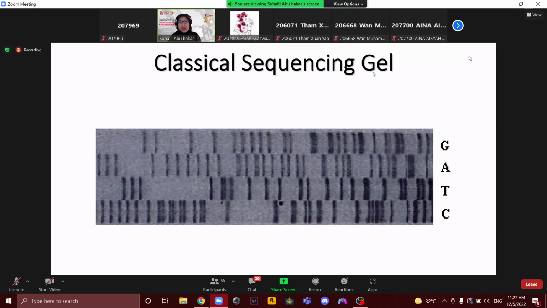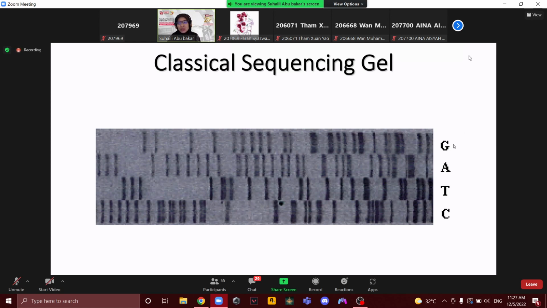But in the classical sequencing gel, it is different tubes. One tube for G, one tube for A, one tube for T, one tube for C. So you have to prepare 4 tubes for one individual. Then when you run the gel, you're going to sort this one inside that particular G, right?